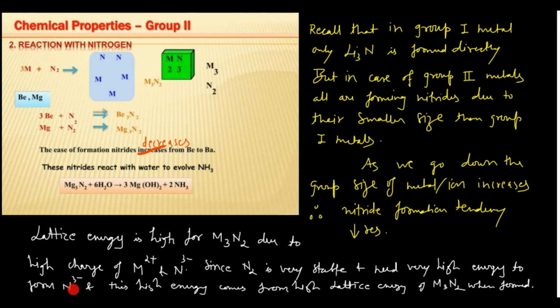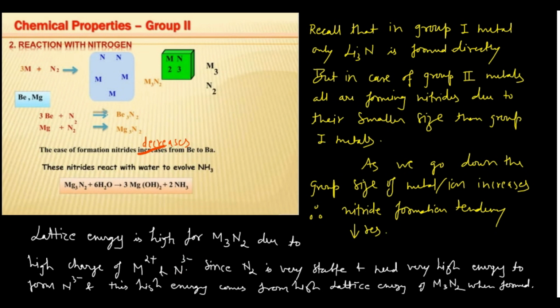So from where can we get this high amount of energy? Actually, this high amount of energy comes from the lattice energy when your nitrides are formed. Whenever the nitrides are formed, energy is released, and that energy is utilized by the nitrogen to convert into N3 negative. So this basic concept you should also know.